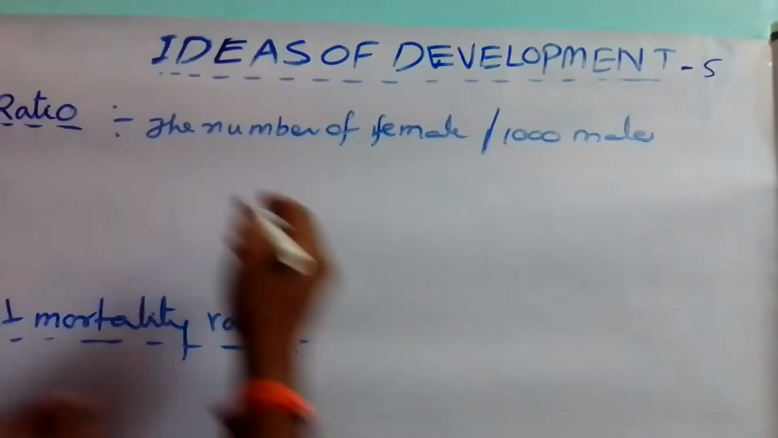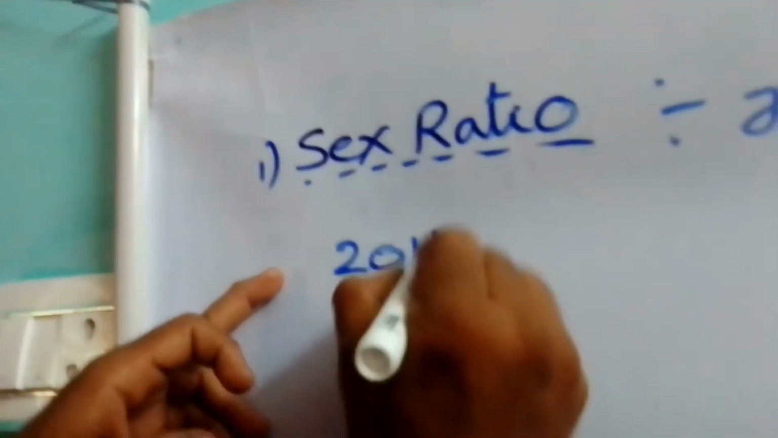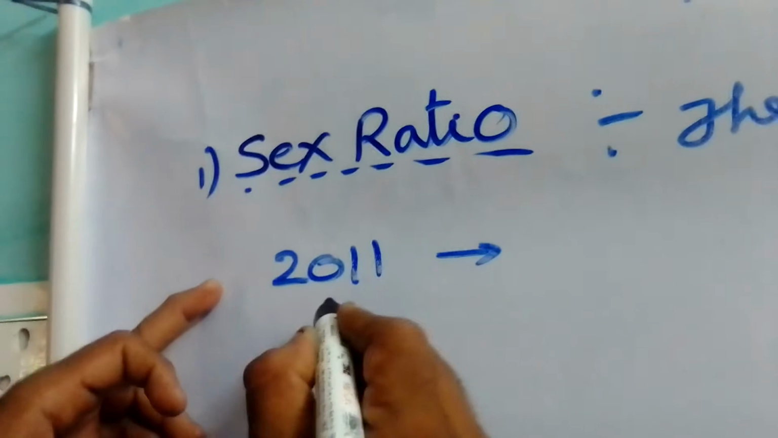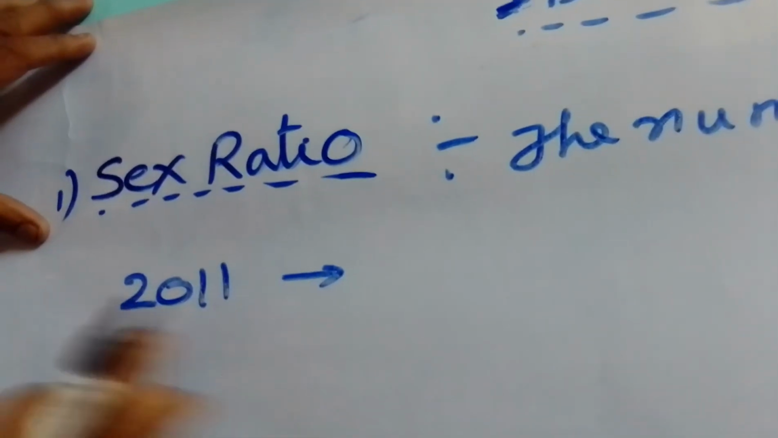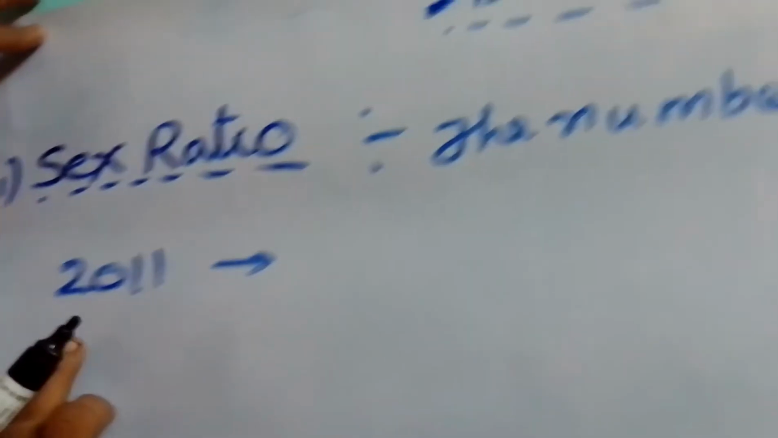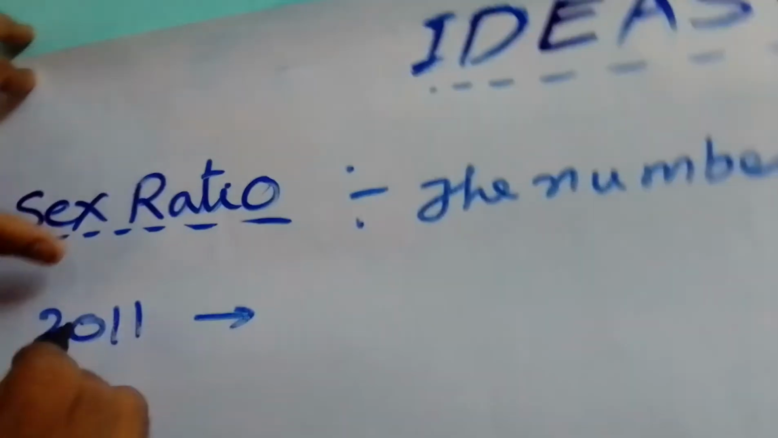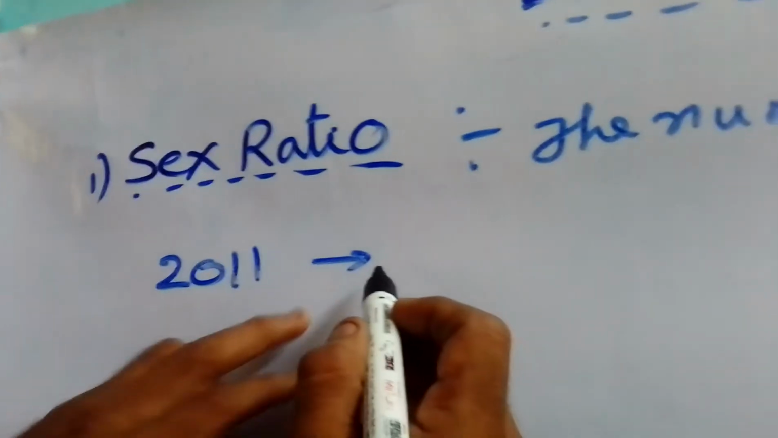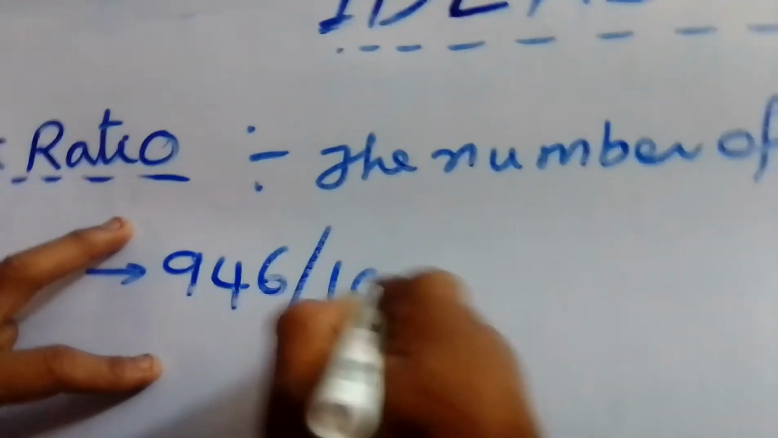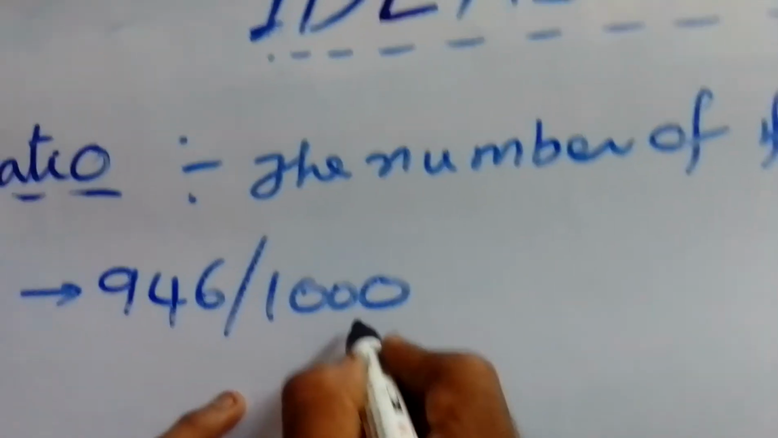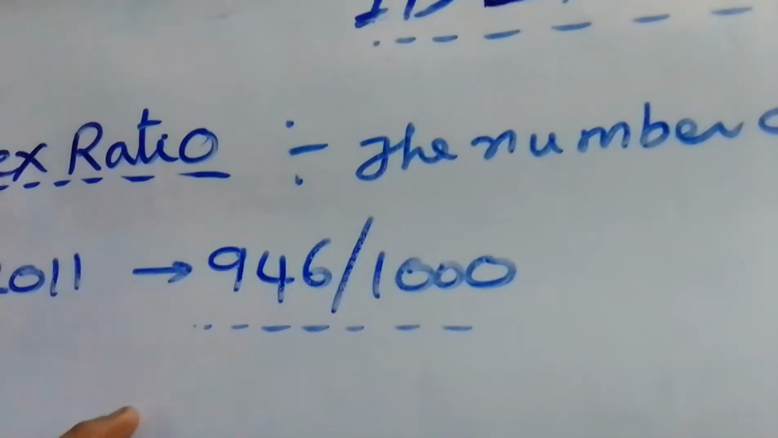Suppose we see the sex ratio in our India according to the 2011 census, because although we are living in 2021, the 2021 census data is not available yet. That's why we still have to follow the 2011 census only. According to the 2011 census, the sex ratio of our India is 946 per 1000. It means out of 1000 males, only 946 females are in our India.